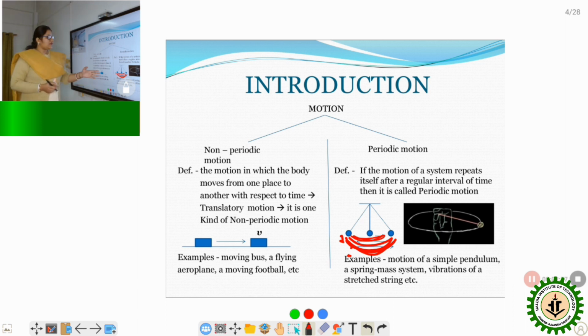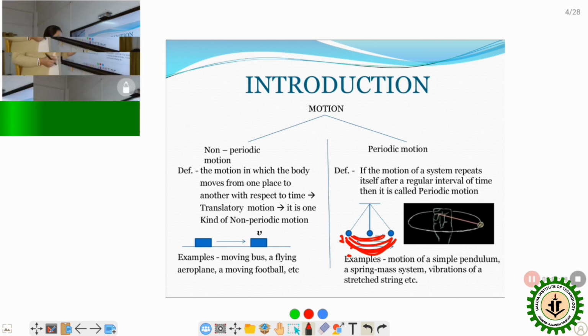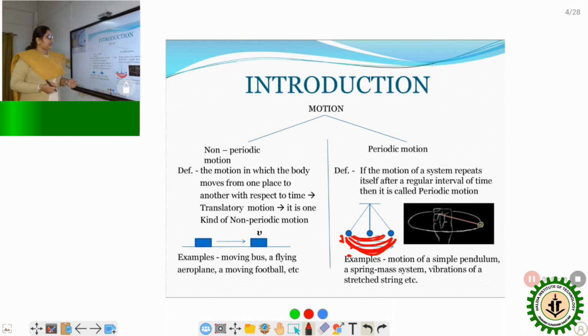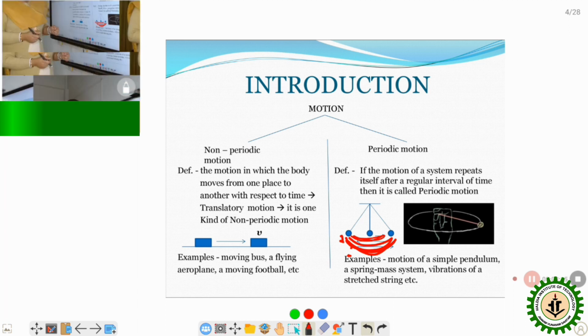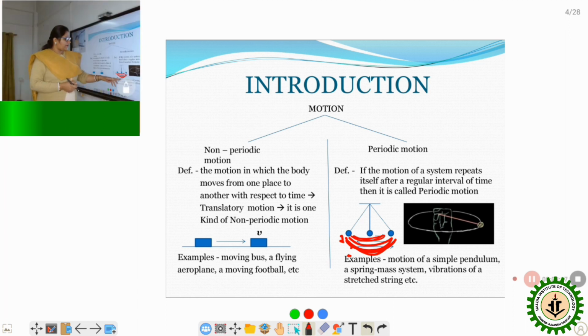So if the motion of a system repeats itself after a certain interval of time, then that motion is called periodic motion, just like the motion of a simple pendulum. Also, in our childhood, we played by tying a stone to a rope and rotating it like this. That motion is also a periodic motion. Also, the motion or vibrations of a spring system come under the category of periodic motion.